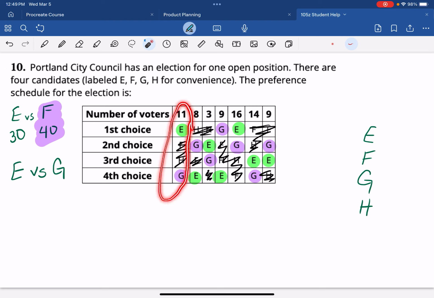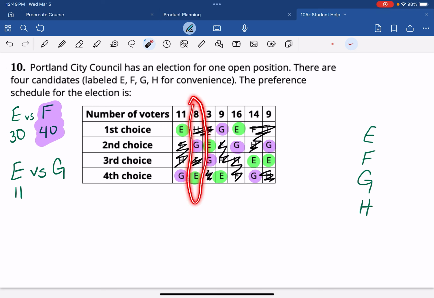So in this first case, E is preferred over G, so E gets the 11 votes. I do want to make note that we know E is preferred over G because E was chosen as the first place choice versus G as the fourth place choice. So the preference table is already listed by top choice down to last choice. And so we're just looking to see which of these are on top. And we know that will be the candidate who is preferred over the other.